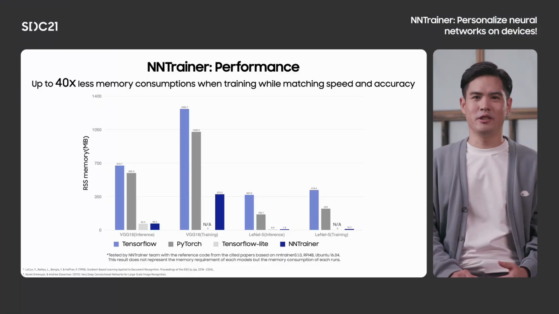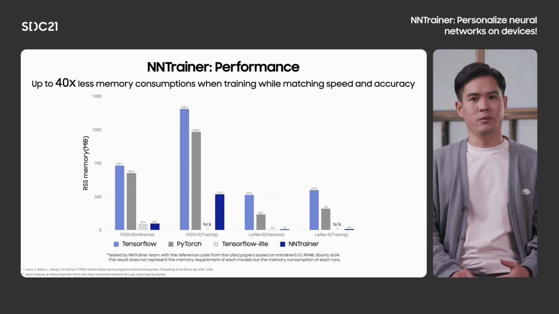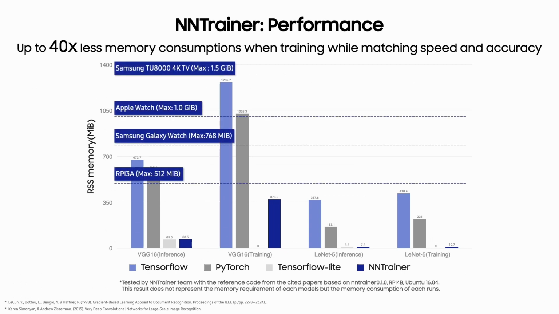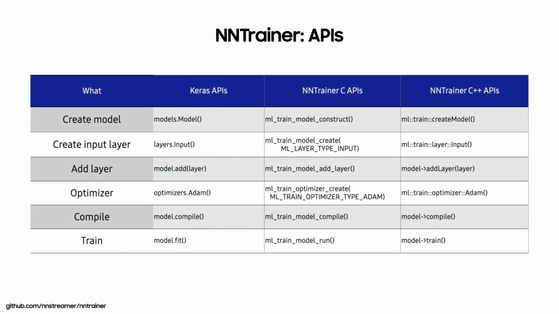Up until now, to enable training on device, we were focusing on optimizing the memory usage, and we made it possible to save the maximum RSS memory up to 40 times compared to other frameworks while matching the time when running on CPU. The reason we've been focusing on memory optimization was that for some low power devices, the memory restriction is very harsh. For example, if you have a Samsung Galaxy Watch, which has memory of 768 megabytes, you won't be able to train a VGG16 model.